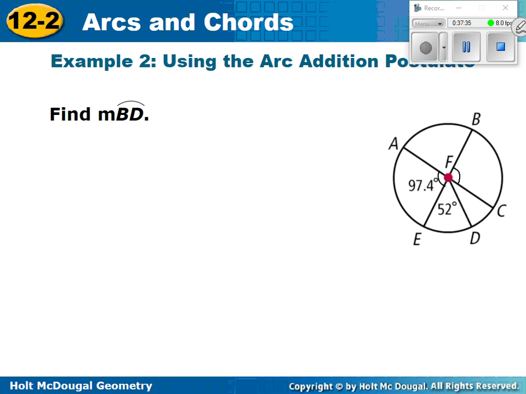Now here's what I want to warn you about that's going to come up next week and will cost you points if you're not careful. Please look up here right now. This angle is 97.4 degrees, so this angle is 97.4 degrees. Because these angles are central angles, that makes this arc BC 97.4 degrees and this arc AE 97.4 degrees, right?